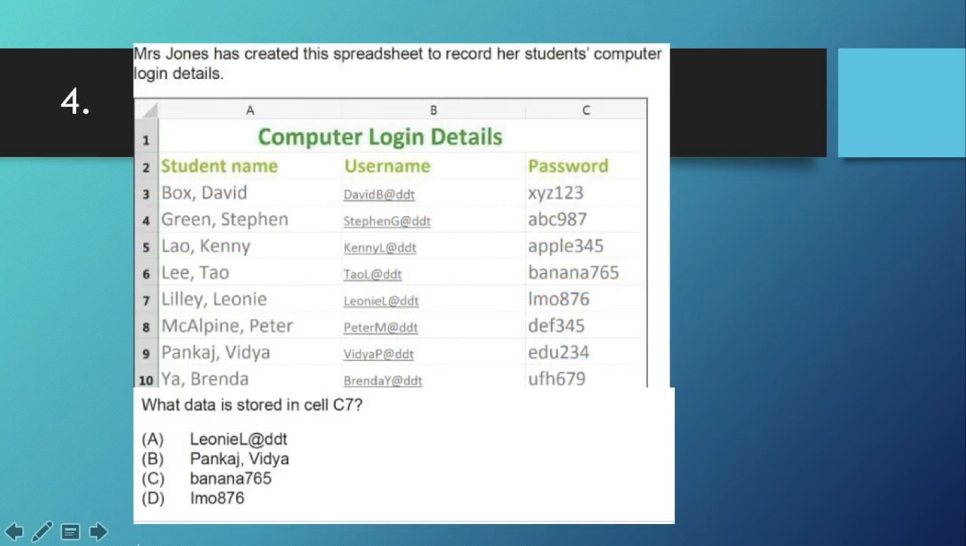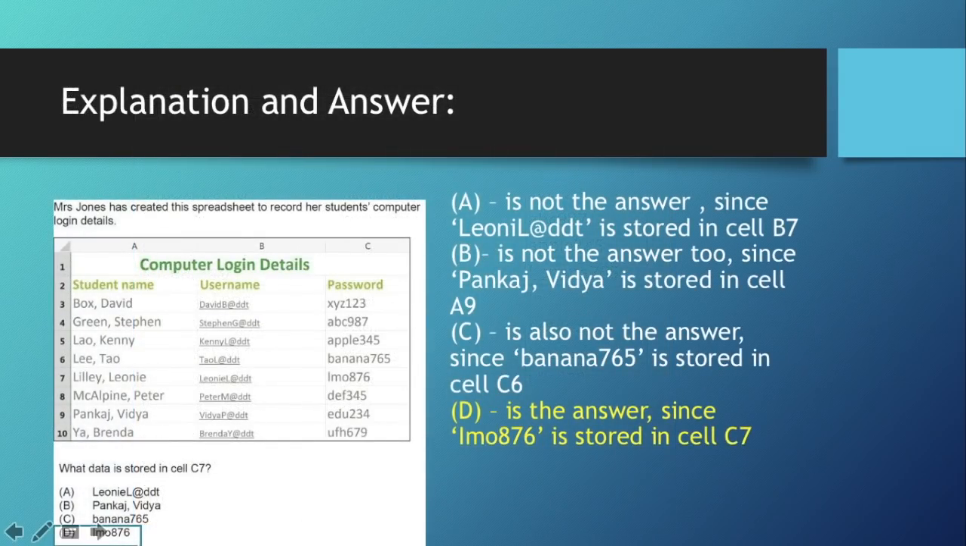This question is about what data is stored in a cell. A is not the answer since Leonie L at DDT is stored in B7. B is not the answer either since Pankaj Vidya is stored in cell A9. C is also not the answer since Banana 765 is stored in cell C6. D is the answer since IMO 876 is stored in cell C7.